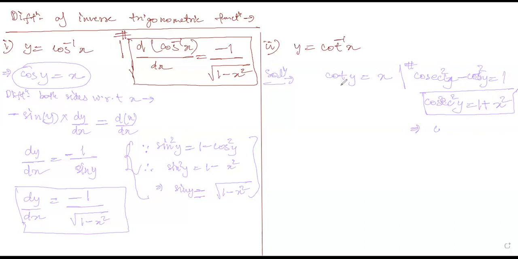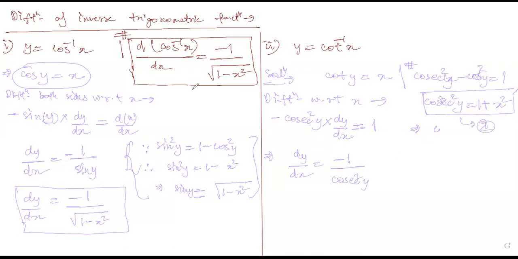Okay, so let's start with this one. Differentiate with respect to x on both sides. If I differentiate both sides with respect to x, the first thing here is cot y. Cot y is again chain rule because this is not cot x, this is cot y. Right? So the derivative of cot y is minus cosec square y into dy by dx, the differentiation of y, is equal to the differentiation of x with respect to x, which is 1.